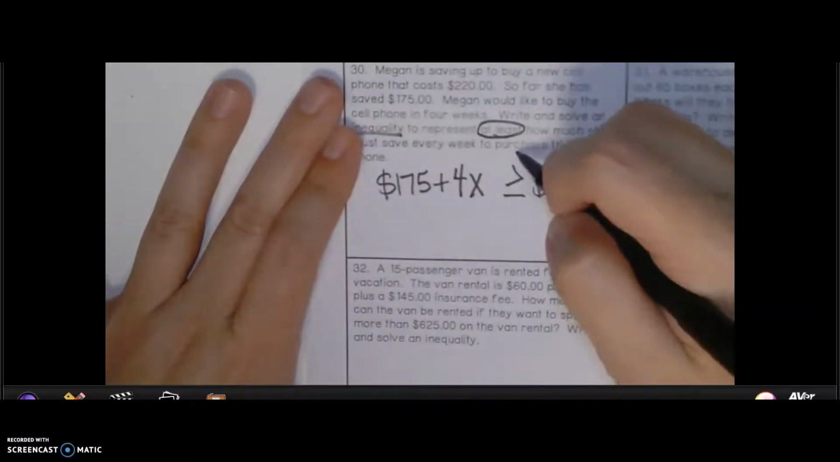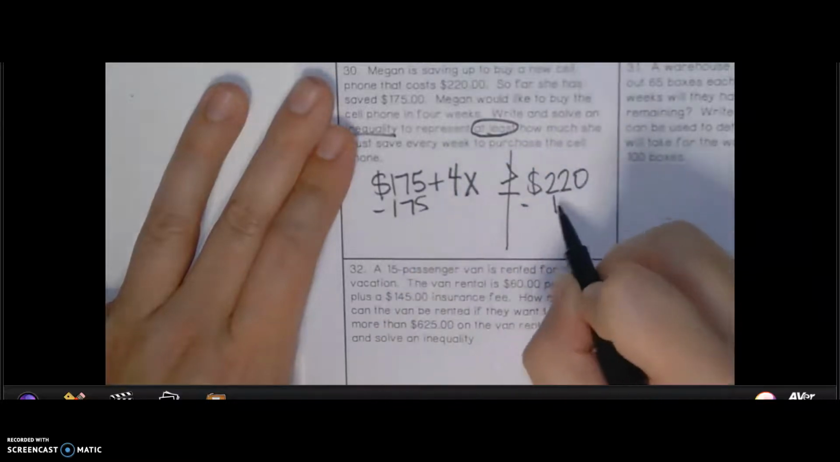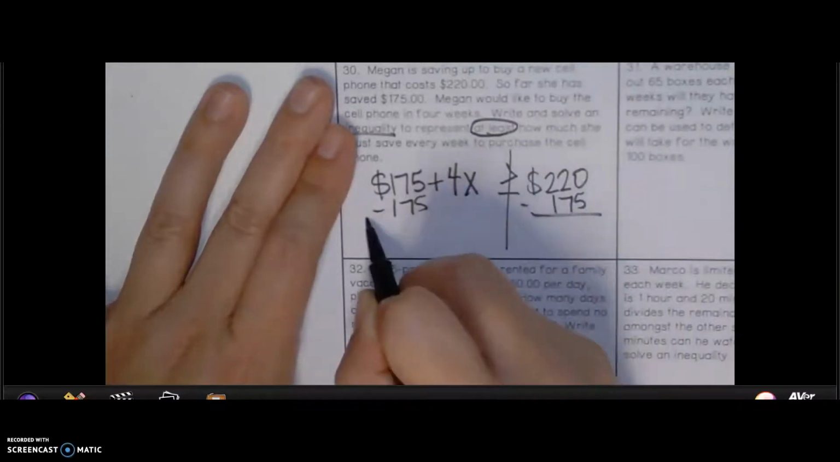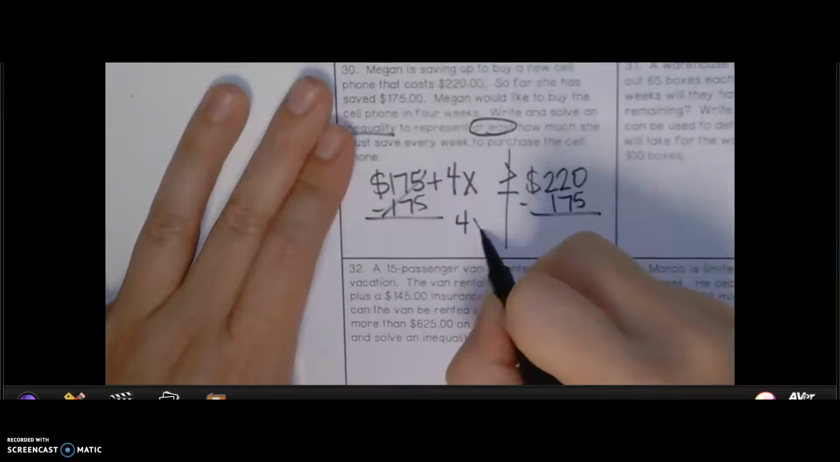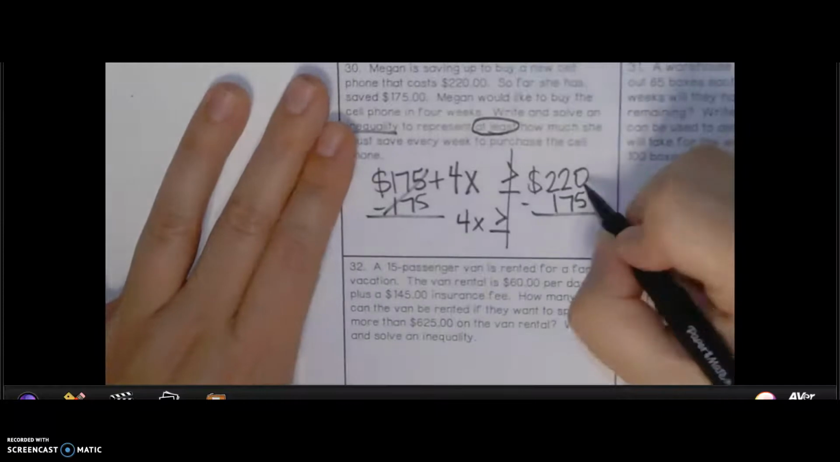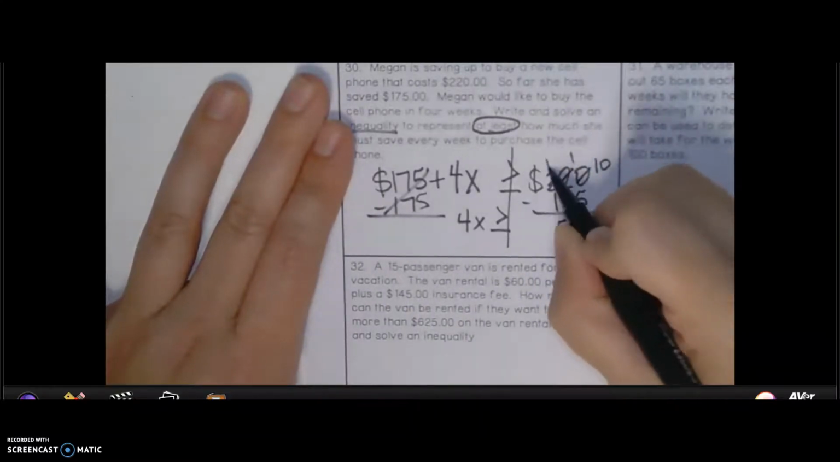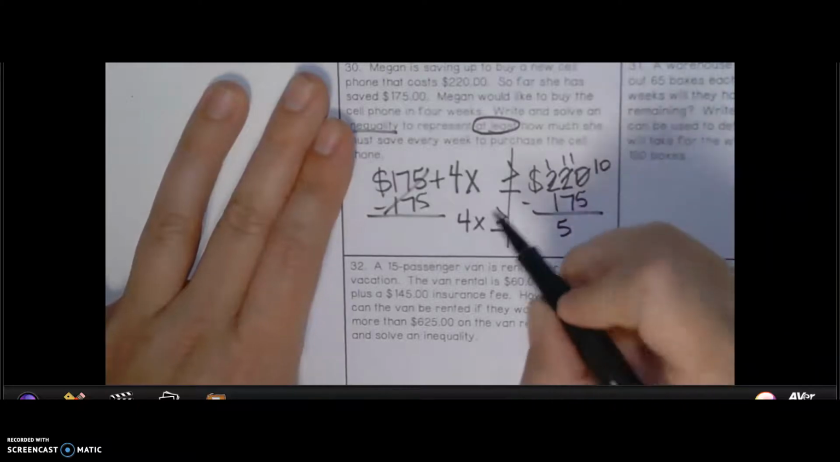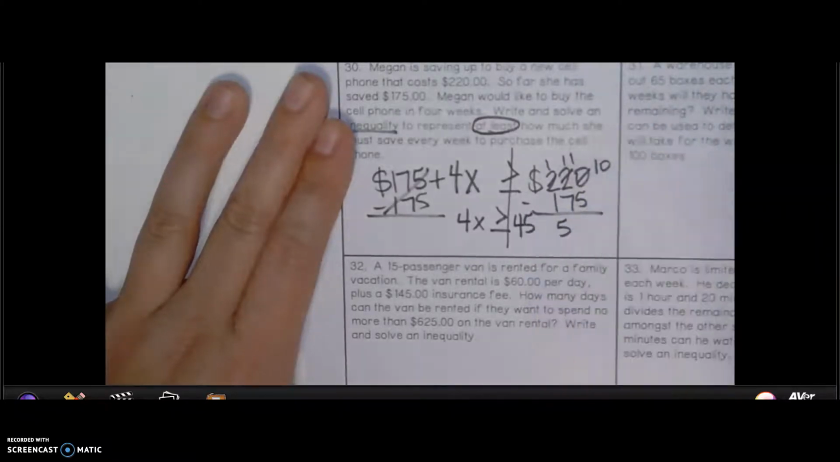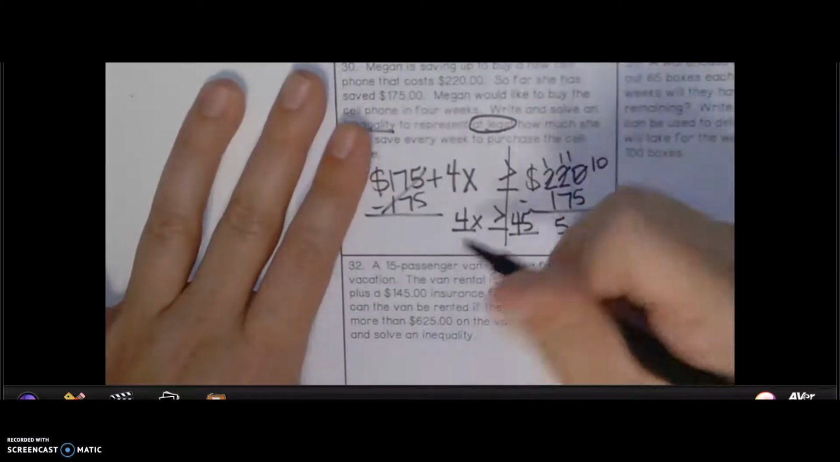So then we would solve the inequality like normal. We would subtract 175 from both sides. That gives me 4x is greater than or equal to 45. Okay, we would divide each side by 4.